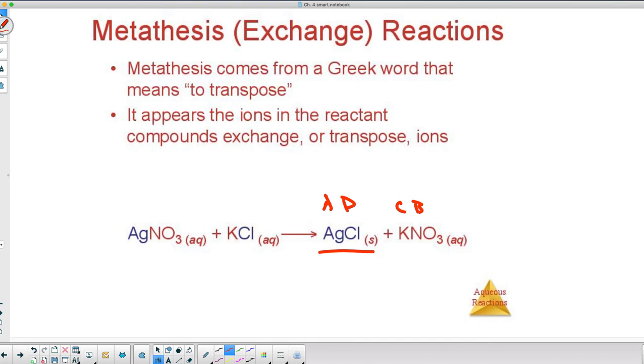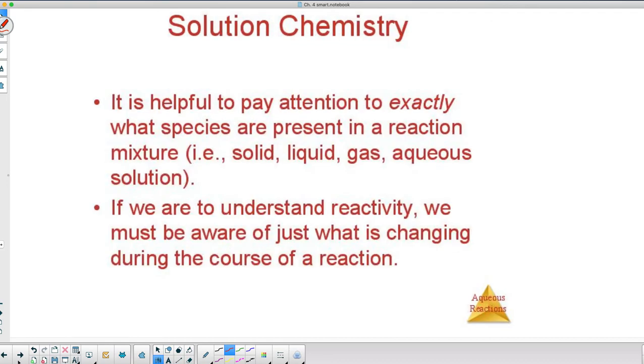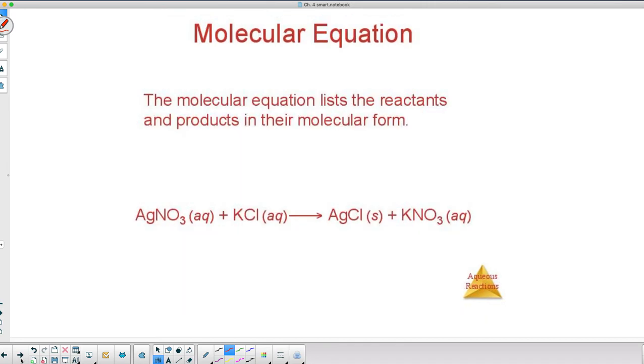Now we're going to move into something else. This is called solution chemistry because these species are present in a reaction mixture as aqueous, usually, which means that they're ions. If we are to understand the reactivity, we must be aware of just what is changing during the course of the reaction. That's a good statement. That means very little, so let's move on here.